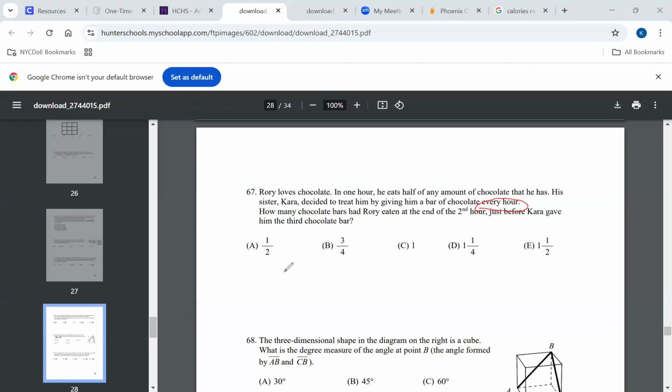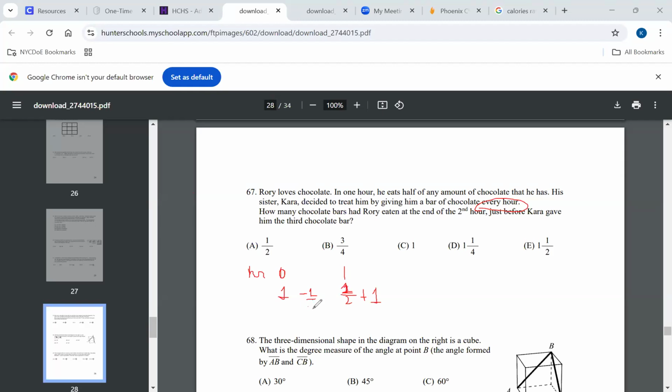So at the beginning of hour one, Rory is given his first chocolate bar. He eats half of that, so he should only have half of it left at the end of hour one. So when 1 hour is up, he only has one half of that first chocolate bar left, and he gets a second chocolate bar. So he's eaten one half in this space.